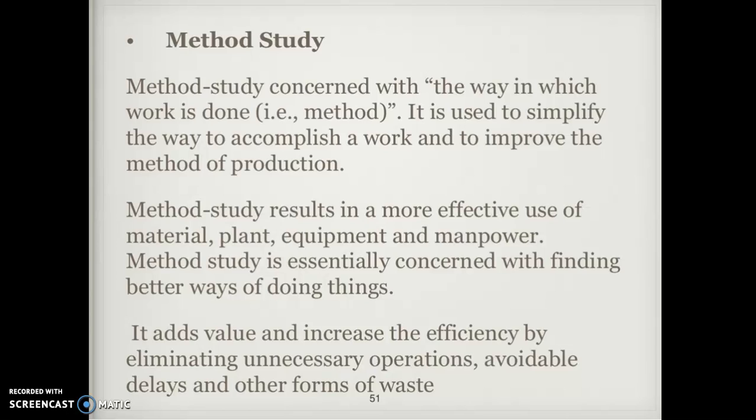Method study is concerned with the way in which work is done, that is the method, how it is being done. It is used to simplify the way to accomplish a work and to improve the method of production. Method study results in a more effective use of material, plant, equipment and manpower. It is essentially concerned with finding better ways of doing things. It adds value and increases the efficiency by eliminating unnecessary operations, avoidable delays and other forms of waste.